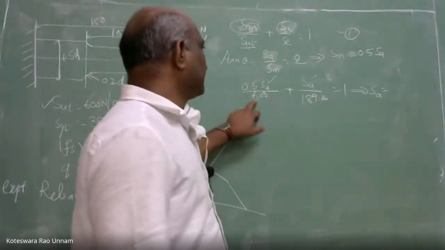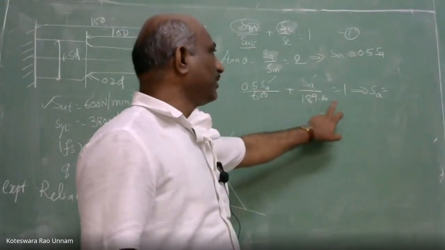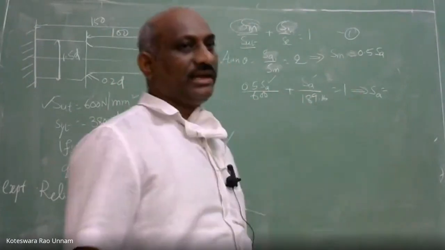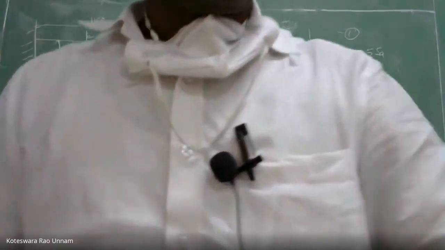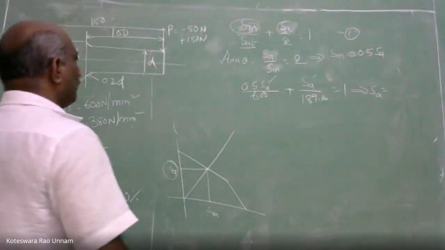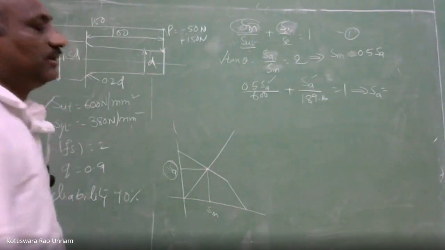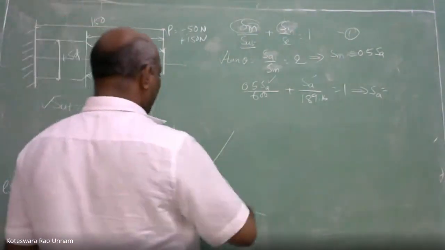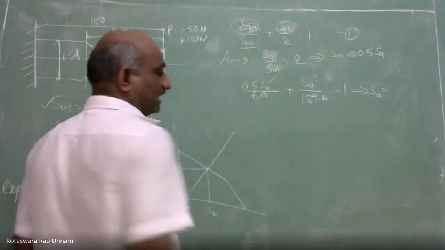0.5 Sa by 600 plus Sa by 189.16 equal to 1. If you solve that, you will get the Sa value. So, okay, you do it later, I'll tell you. What is this Sa, what is its significance also, I'll tell you.